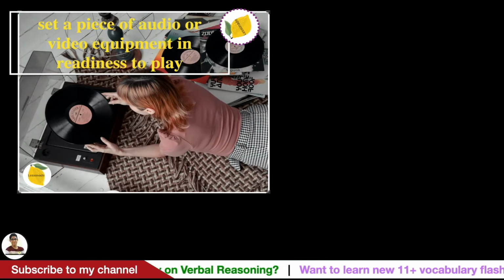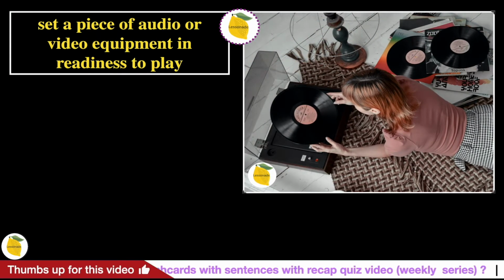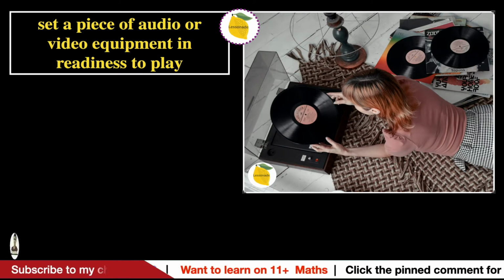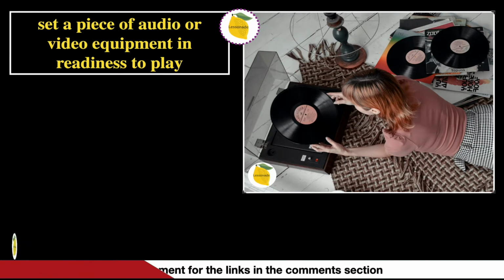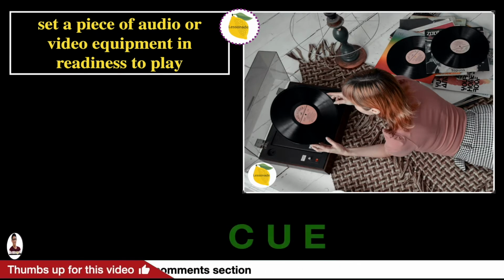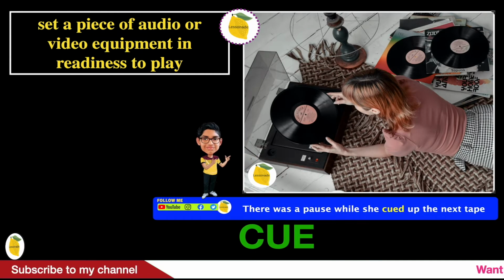The next definition we have is set a piece of audio or video equipment in readiness to play. In this picture, we can see a person about to set a piece of audio in readiness to play, and therefore the word will be cue. And the sentence for this word is there was a pause while she queued up the next step.